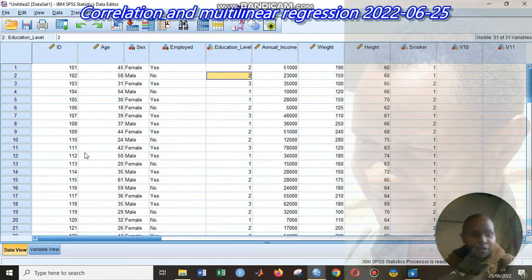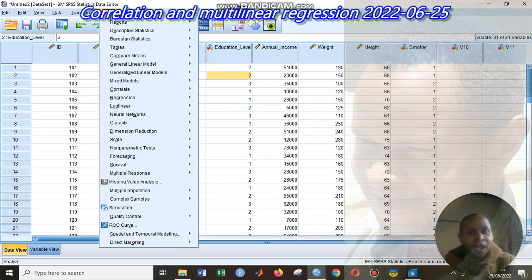So I have imported this data here, and this data set has dependent and independent variables. We have smoker, which is dependent on these independent variables. So let's begin. We are going to start with finding correlation.